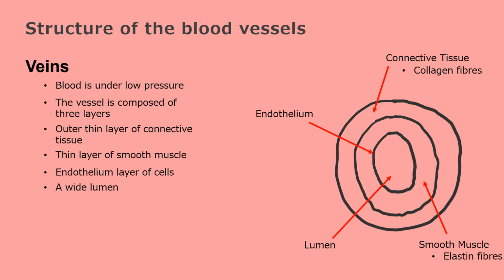There's one extra structural feature of a vein, and that is it has valves. Due to this low pressure and inconsistent amount of compression from muscles, sometimes blood will slow down, but we don't want backflow. Backflow would be terrible. So a vein contains valves to help the blood stay moving in the correct direction towards our heart and fighting against gravity.